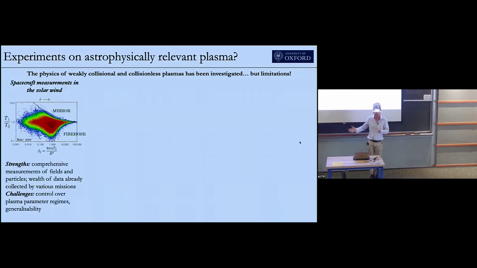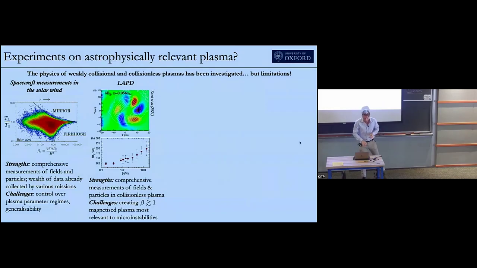Probably the prima facie measurements have been done in the solar wind by spacecraft. For example, this is one of the most famous measurements, the so-called Brazil plot, showing the regulation of parallel and perpendicular temperatures by the firehose and mirror thresholds. The strength of these measurements is that you can get comprehensive measurements of fields and particle distribution functions, and there already exists a massive wealth of data from the various missions over the last decades. However, the challenge is that you have very little control over what conditions the probe sees. The sun will just spit out whatever plasma it's going to. And because this is a very particular environment, there are questions about how generalizable these results are.